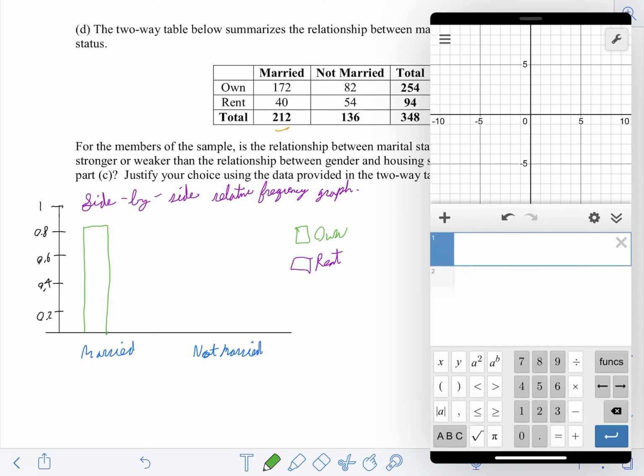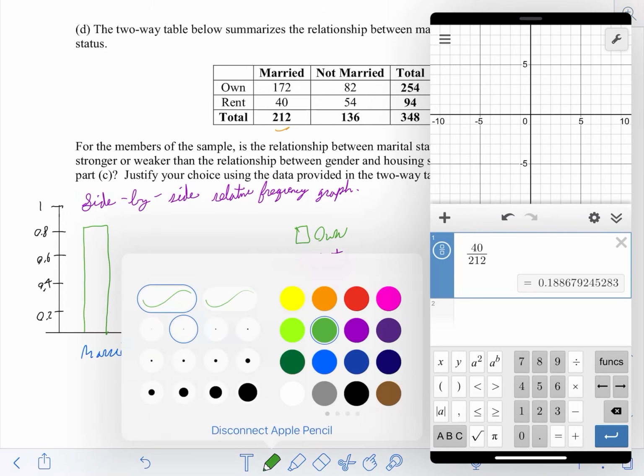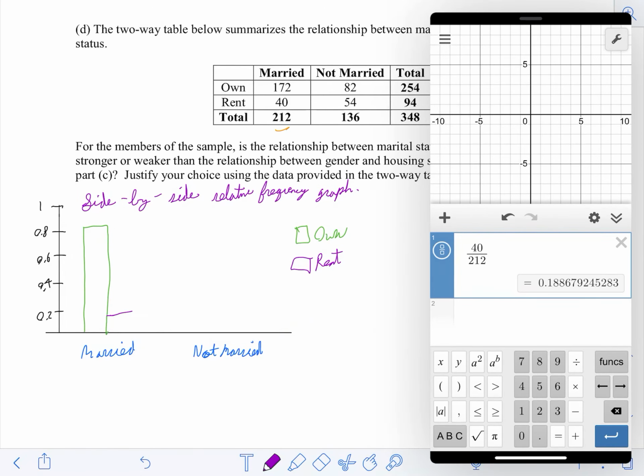All right, how about rent? Well, for renting, that's 40 divided by 212. Should be 19%, but let's just double check. 40 divided by 212, and yep, 19%. So a little bit less than 0.2, and I do want to change that to purple. Boom.